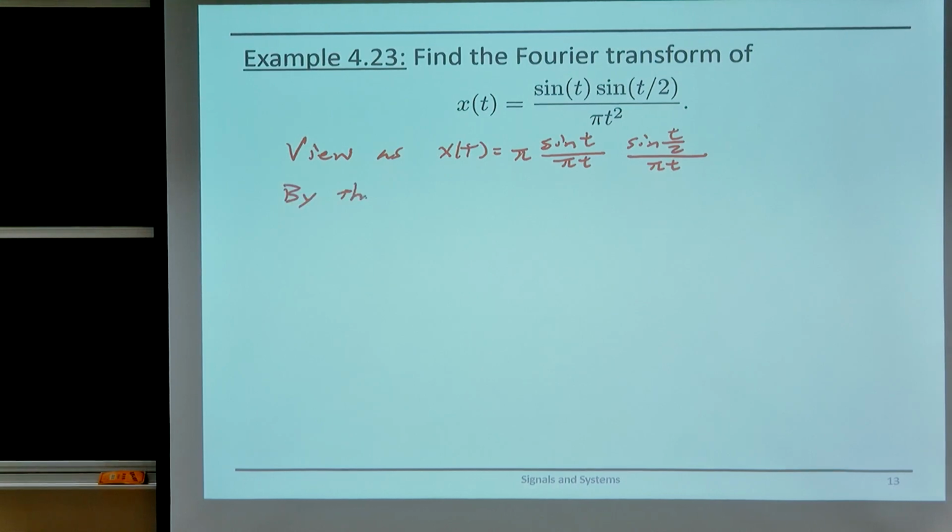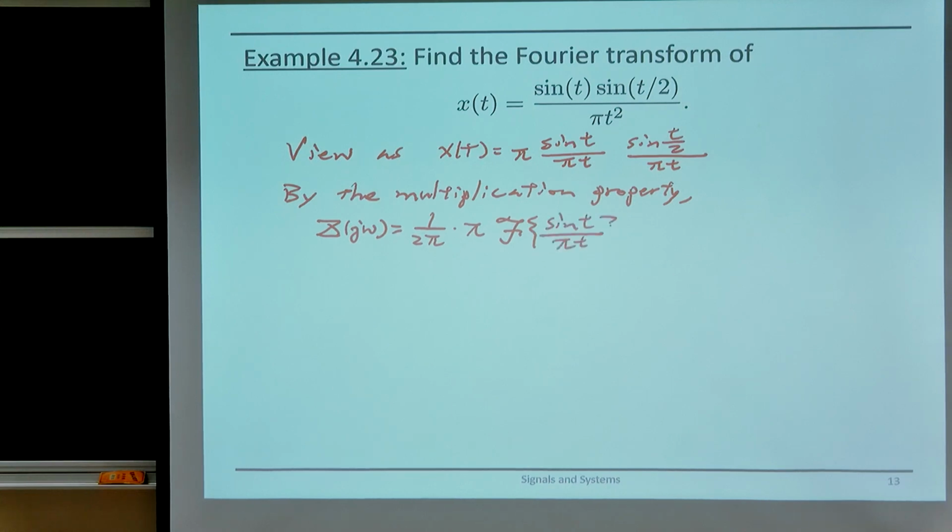So by the multiplication property, the Fourier transform of x can be written as 1 over 2 pi times the Fourier transform of sine t over pi t convolved with the Fourier transform of sine t over 2 over pi t. Now the pi cancels out, so this is 1/2.